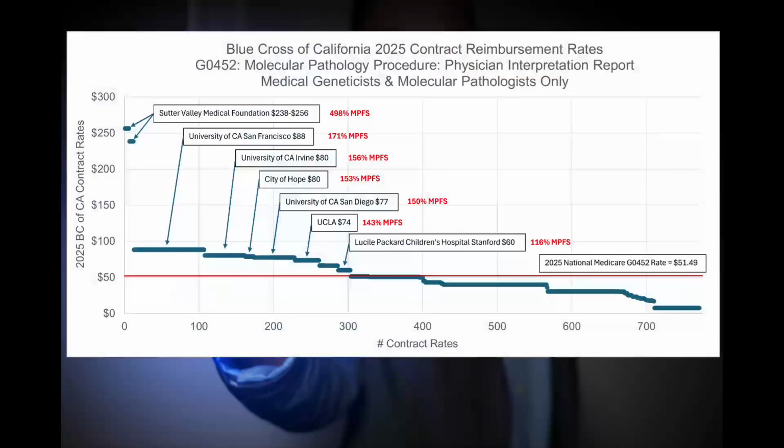Review of Elevance's Anthem Blue Cross health plan rates in California demonstrates similar trends. The median rate for G0452 is about the same as the national Medicare rate for the same service. Large employers of medical geneticists and molecular pathologists have negotiated commercial reimbursement with Anthem Blue Cross of California from 116% up to 498% of the Medicare physician fee schedule.